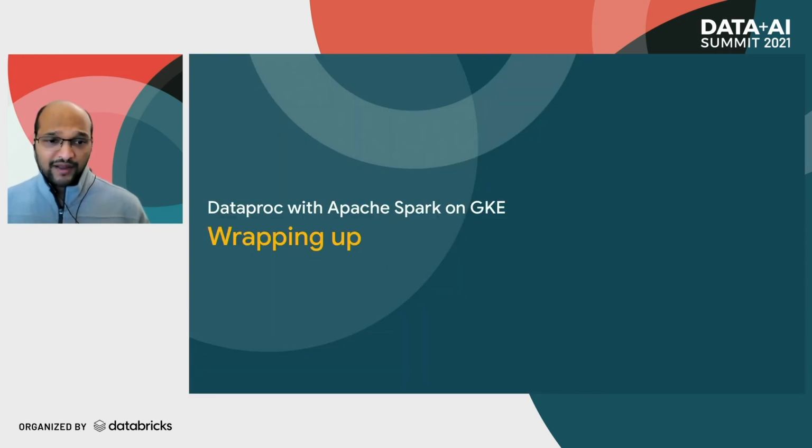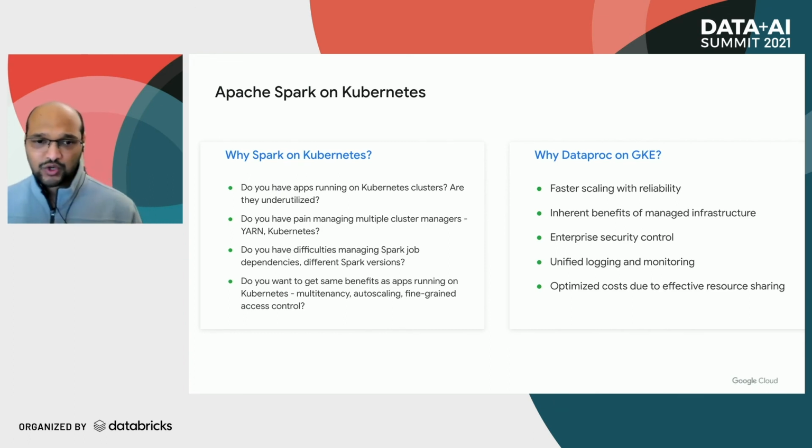So wrapping up, let's actually summarize what we shared with you today. So as Sougata mentioned previously, when you may actually want to run Spark on Kubernetes. So if you have your apps running on Kubernetes clusters today, or if those Kubernetes clusters are underutilized, or if you have pain managing multiple cluster managers, Yarn, Kubernetes, or even Mesos, or when you have difficulties managing Spark job dependencies or Spark versions, then you may actually want to look at running Spark on Kubernetes.